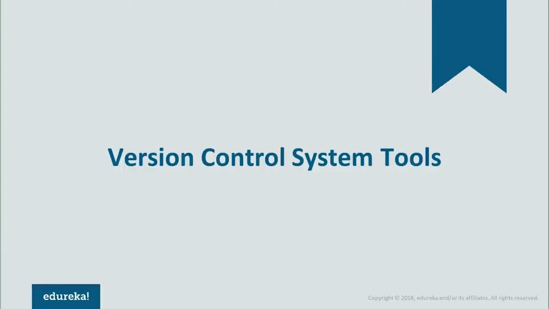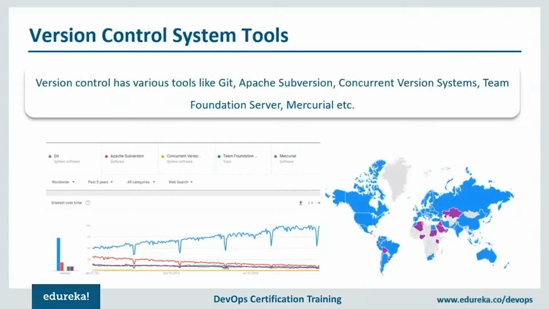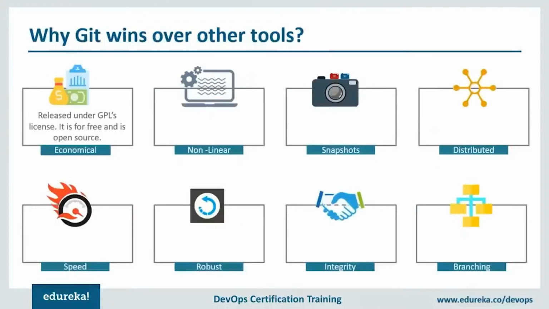So now that you've got a gist about what version control is and what its various types of systems are, let's look into the tools that offer version control. Well, the top leading tools in the market are Git, Apache Subversion, Concurrent Versions System, Team Foundation Server, Mercurial, etc. But out of these tools, we can clearly see in the trends that Git wins over the other tools. But why does Git win over the other tools? So let's look into it. Well, Git offers many features due to which it wins over the other tools. So let's start with the features of Git.